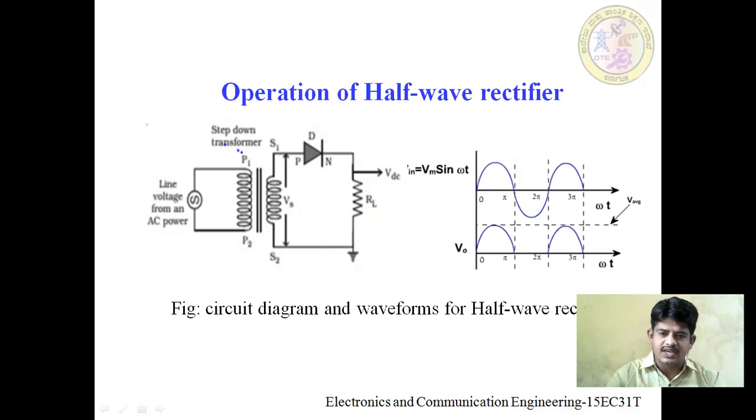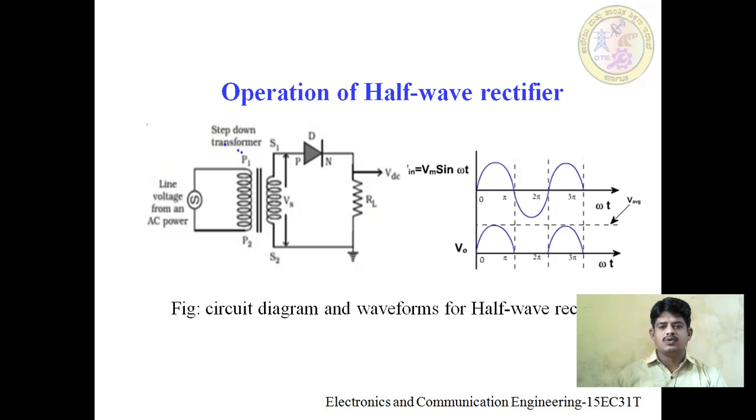Once again, in the next positive half cycle, it comes into forward bias and conducts, and the output will be the same as the input. Once again, during the negative half cycle, it comes into reverse bias and acts as an open switch and will not pass the signal. So for a complete cycle of the input signal, we have only one pulse, that is a positive value, so only a half wave is present. This is why it is called a half wave rectifier.